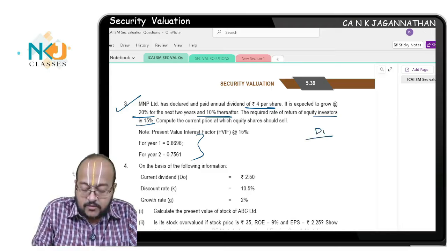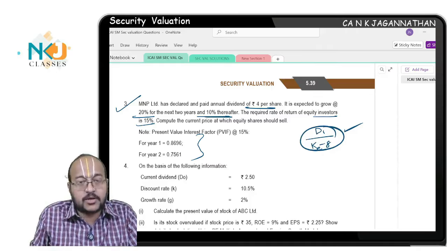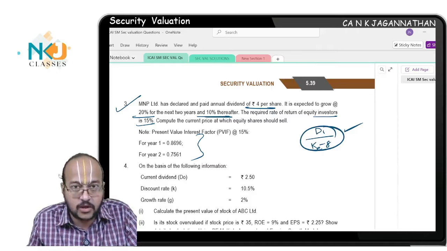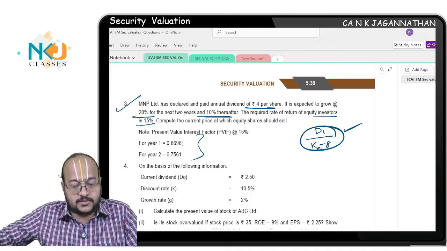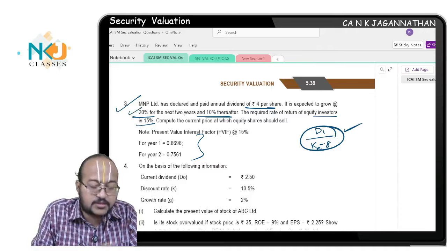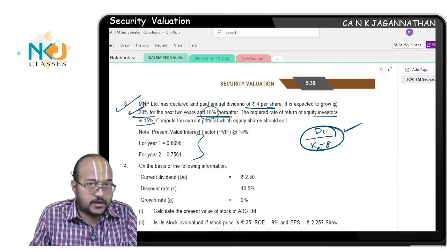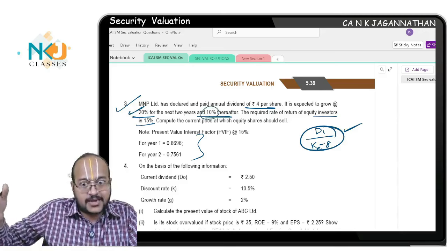This D1 by KE minus G is nothing but a constant perpetual growing dividend. This is the formula for a constantly growing dividend, and the growth is also perpetual. Now, this formula you can use only after the growth rate stabilizes, not from here. In this question, for the first 2 years 20% growth is happening. Thereafter, it is growing at 10% forever. Correct? This formula you can apply only at the end of the second year.